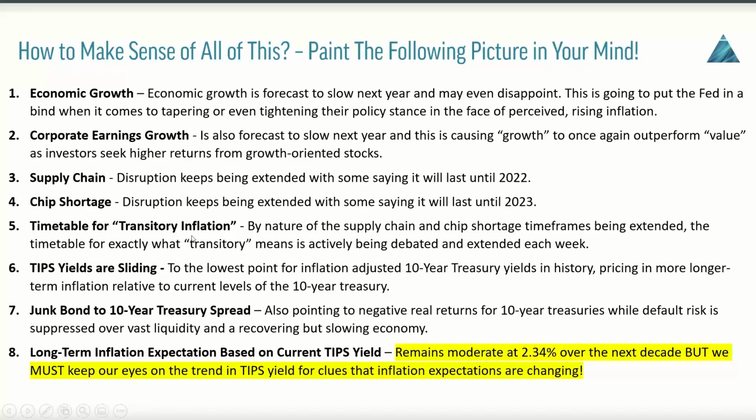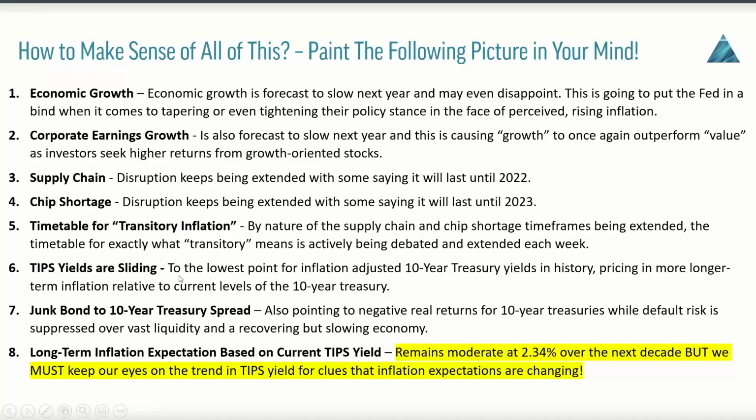So this timetable that's been outlined by the Fed for months on end, by nature of the supply chain and chip shortage timeframes being extended, the timetable for what transitory actually means is actively being debated and extended each week. If you haven't seen it, this is taking place not only at the Fed level, but by pundits in the media as well. And I'm in that camp as well.